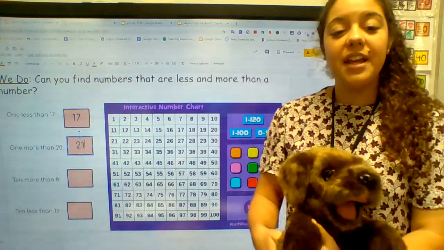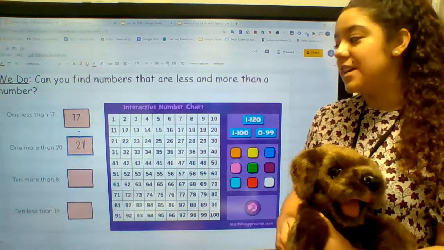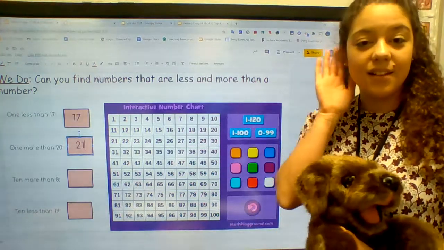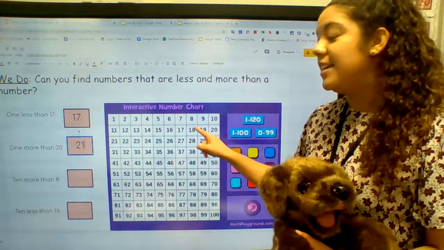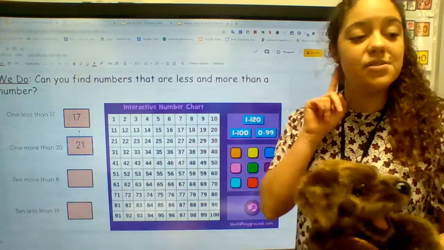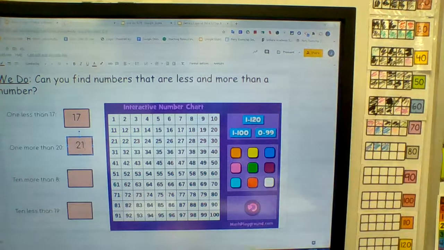Jadiel, you have your hand up. What number is 10 more than 8? That's right, Jadiel, 18. Can you say 18? When I'm right here at 8, I jump down to find 10 more. That's 18.